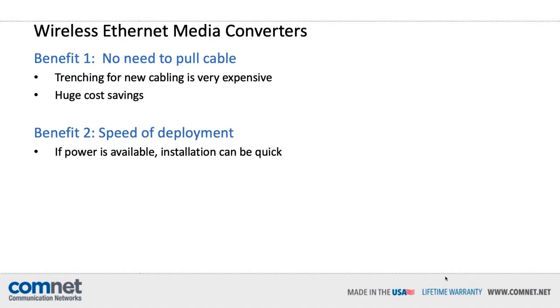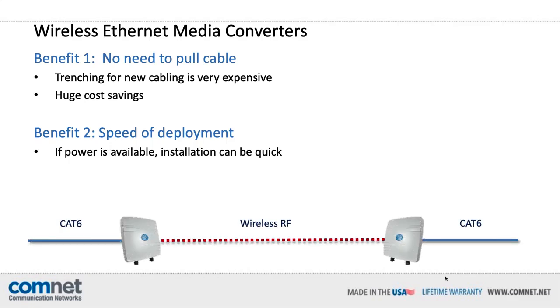Last in this series of media converters are wireless Ethernet media converters. This is a little different in that we are converting the zeros and ones of Ethernet from an electronic signal to a radio frequency signal and then back again. The number one reason people use wireless is so that they don't have to put in the cabling infrastructure necessary to carry the signal. Trenching for new cabling is very expensive, complicated, and difficult to accomplish in many environments. This all represents a huge cost savings by using wireless transmission methods.